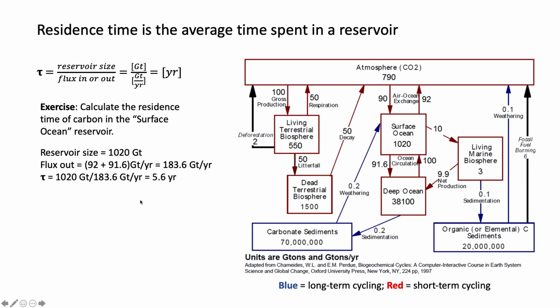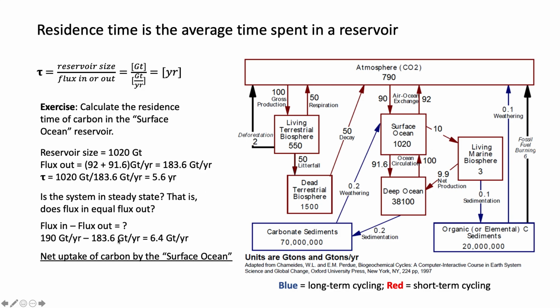All right, but are we in a steady state? In other words, does our flux in equal our flux out? So these arrows out, do they equal the ones that are going in? So let's go ahead and take a look at that. We can calculate the flux in by just summing up the values next to the arrows that are pointing in towards the surface ocean reservoir.